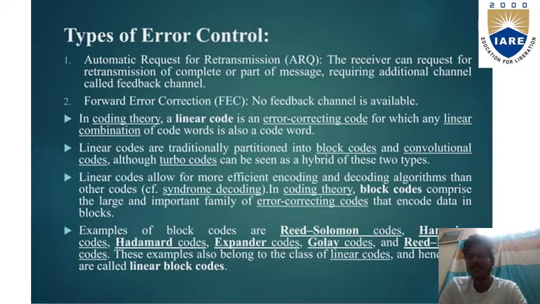In coding theory, block codes comprise a large and important family of error correcting codes that encode data in blocks. Examples of block codes are Reed-Solomon codes, Hamming codes, and Hadamard codes, and some of these examples belong to linear codes, and hence these are also called linear block codes.